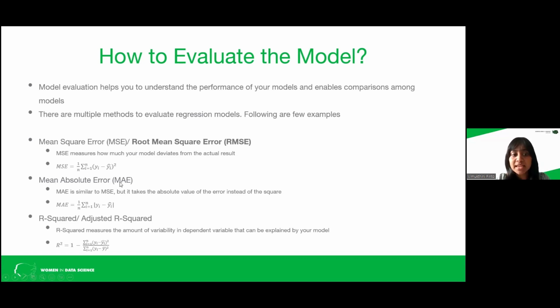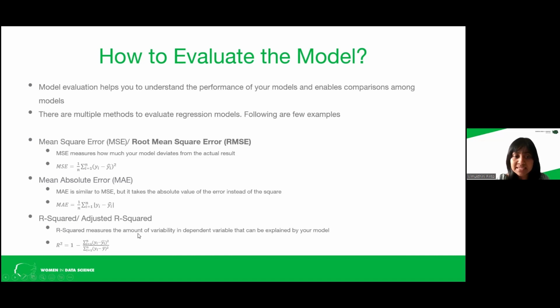And then we have mean absolute error. It's also similar to mean square error, but it takes the absolute value of the error instead of the square. So what happens with this is we are not penalizing for the large deviations. If you don't want to penalize the large deviations, you can go ahead with mean absolute error.